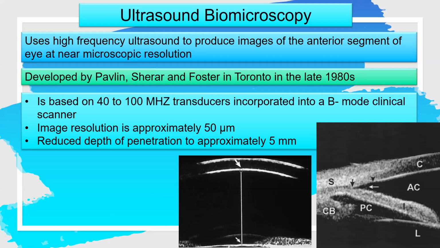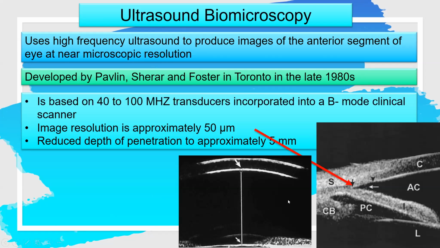Now, if we take a probe which is of 50 micron resolution, what happens is that as you increase the frequency of the probe, the depth decreases. So suppose you have taken a 50 micron probe, that means the depth of penetration is only 5 millimeter, and that is how you can see the anterior chamber of the eye.